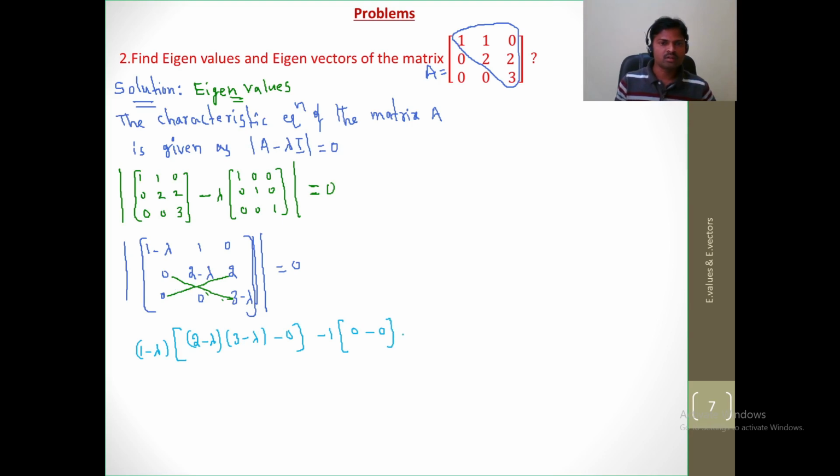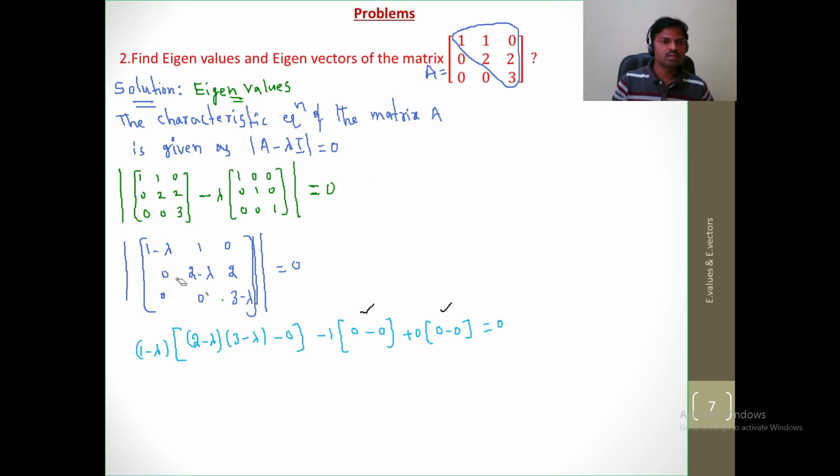Next, plus 0 into anything, which will be 0. Now here, expanding through the last entry, this one into this minus this one into this, 0 into that. So what will we get here? 0 minus 0 equals 0. Look at what you are observing: because these two entries are zeros, the last two terms become 0. This is possible in a triangular matrix. Understood?